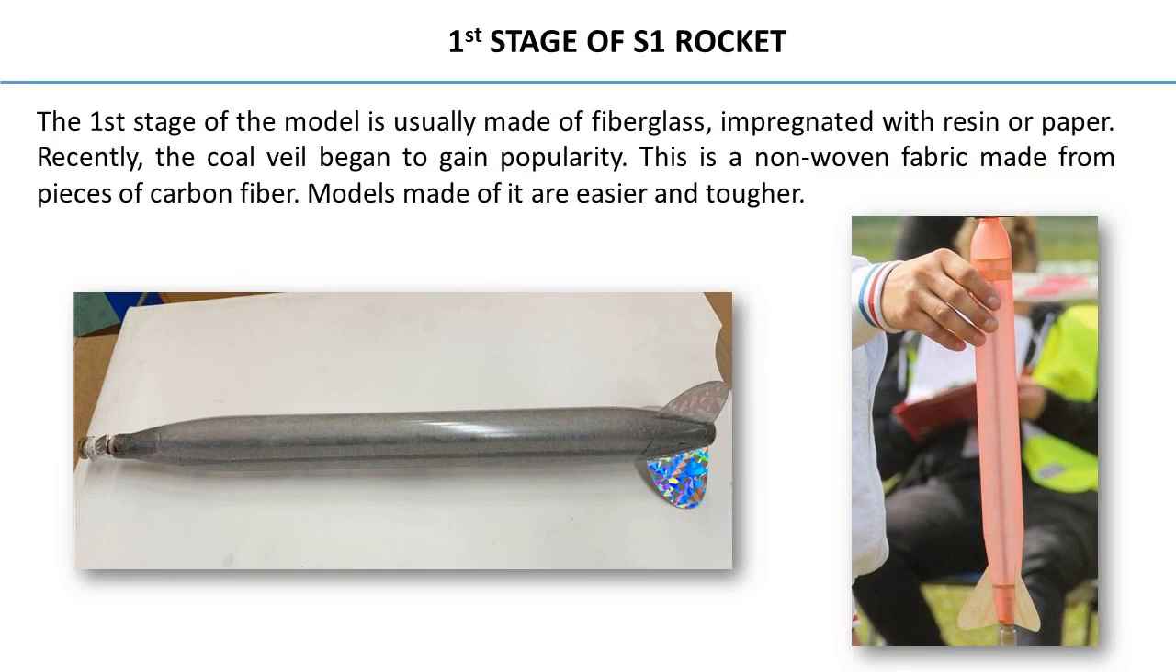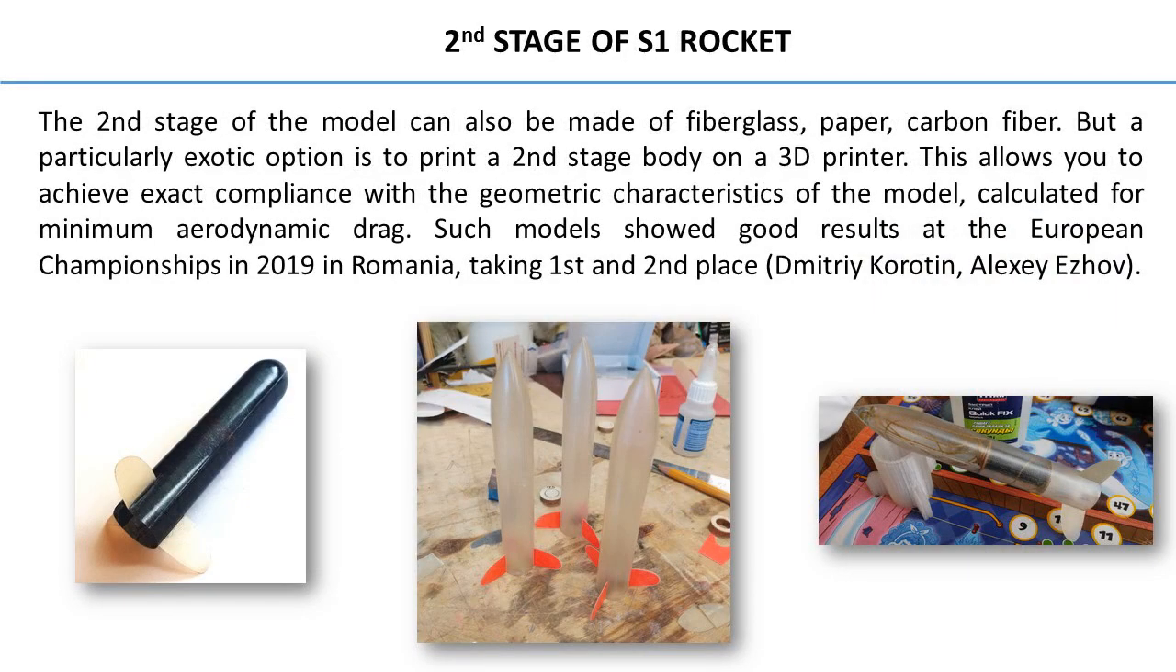Creation of the stages. The first stage of the model is usually made of fiberglass impregnated with resin, or paper. Recently, carbon fabric has begun to gain popularity. This is a non-woven fabric made from pieces of carbon fiber. Models made of it are lighter and tougher. The second stage of the model can also be made of fiberglass, paper, or carbon fiber.